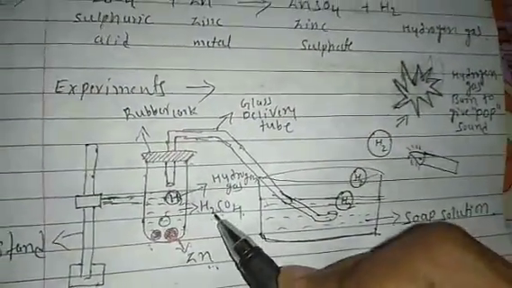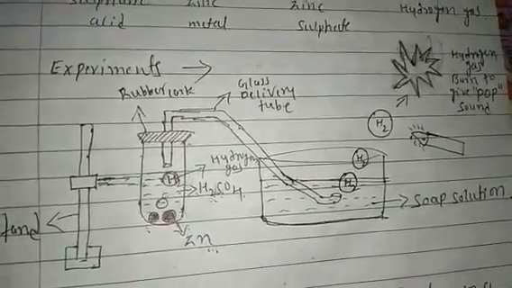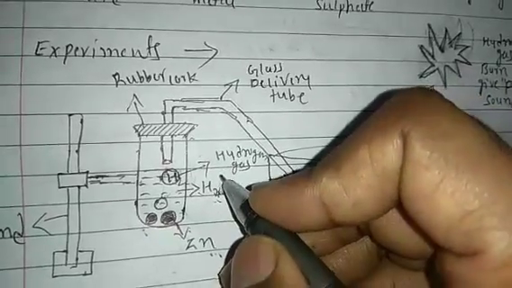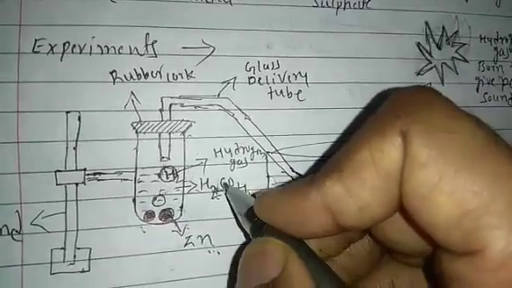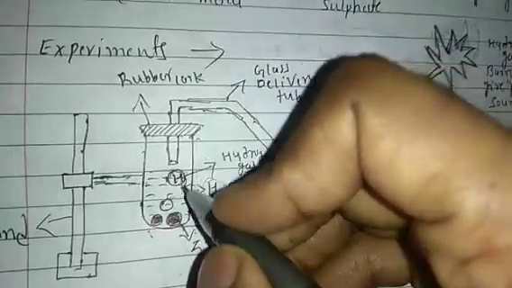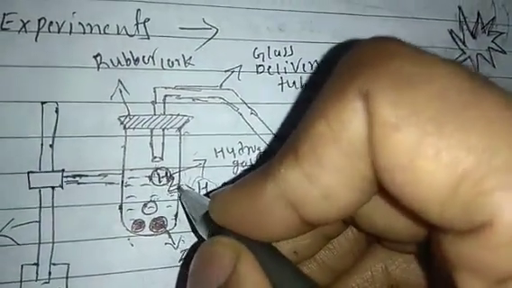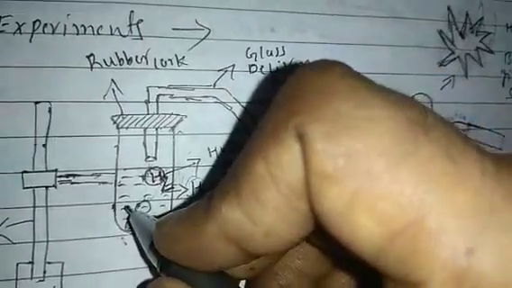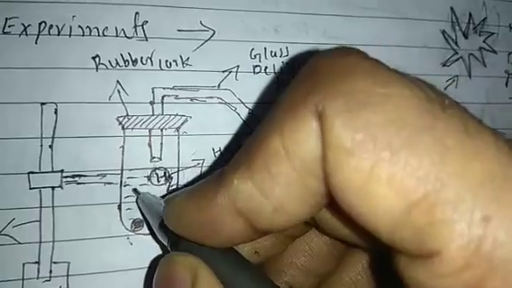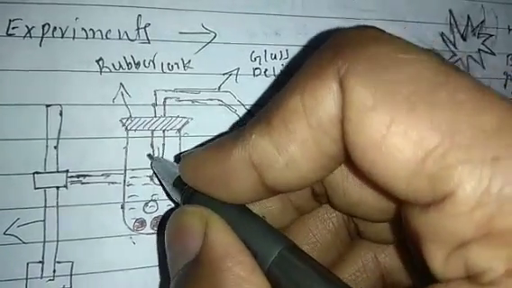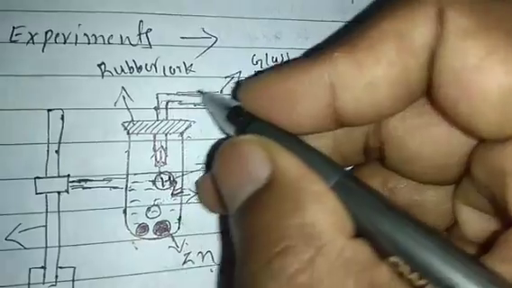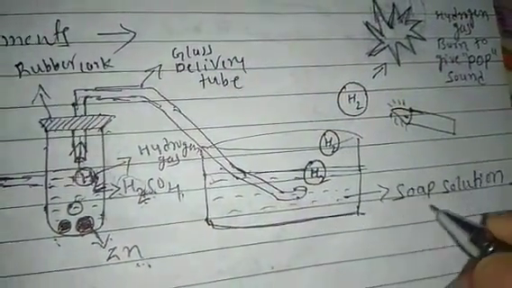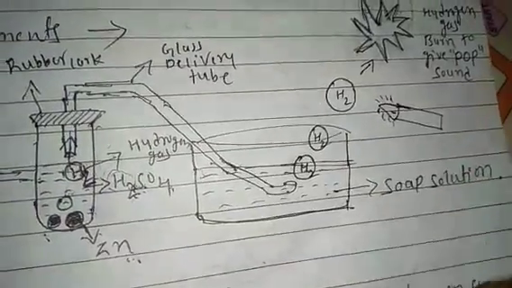When H2SO4 is added to the zinc, hydrogen gas, H2, is liberated here. Look at here, friends. This is H2. This H2 gas liberates from the liquid solution, separates from the solution and enters this delivery tube. Through the delivery tube, it enters the soap solution, a beaker containing the soap solution.